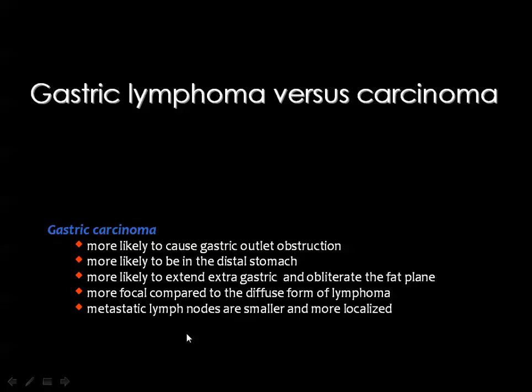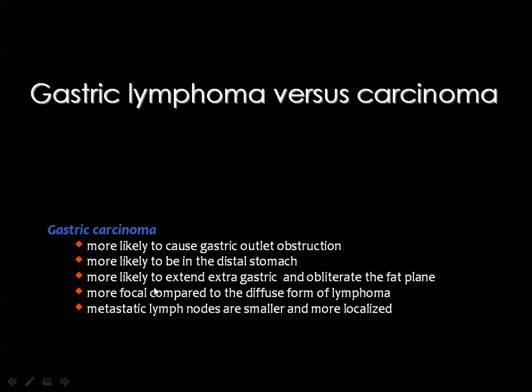Then gastric lymphoma against carcinoma. Gastric carcinoma, as I have mentioned, may cause gastric outlet obstruction, while lymphoma is not usually responsible for this. In cases of gastric cancer, the location of the tumor is usually in the distal part of the stomach, the distal part of the body, and the antrum, while lymphoma is proximal and may infiltrate the whole stomach.